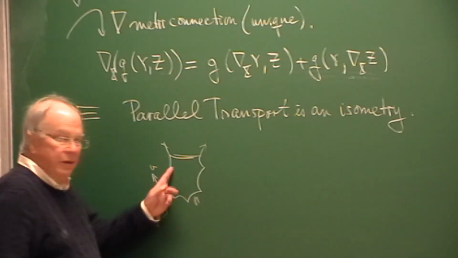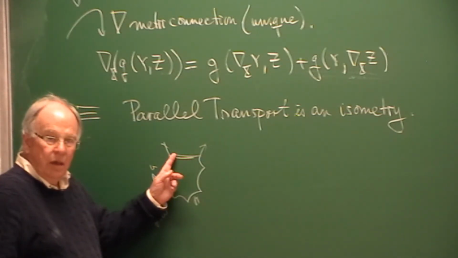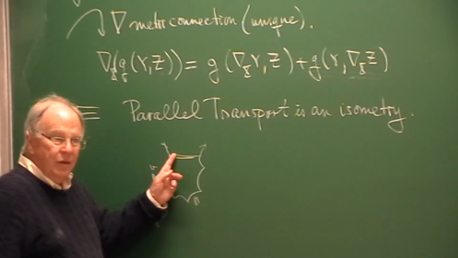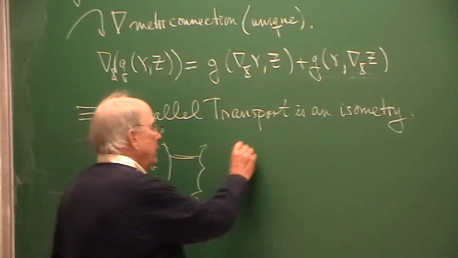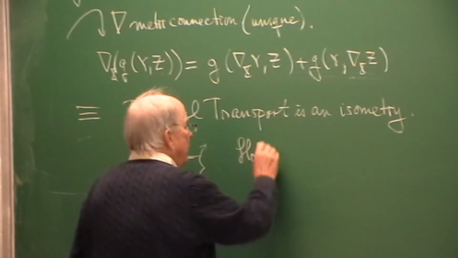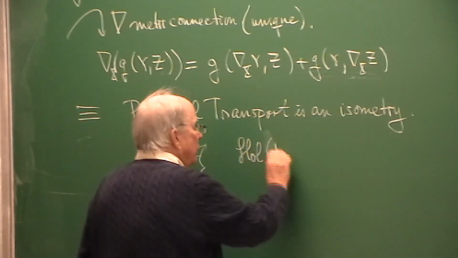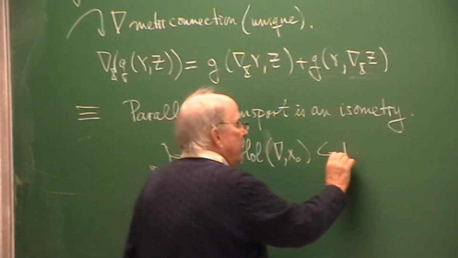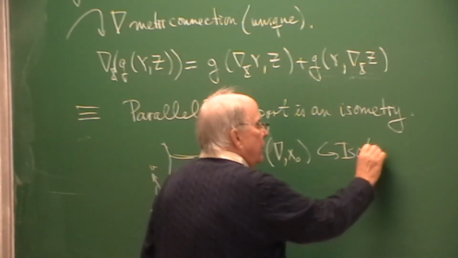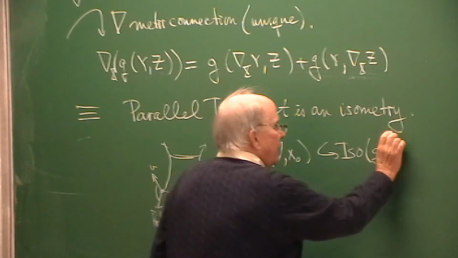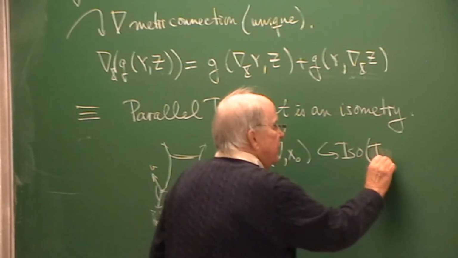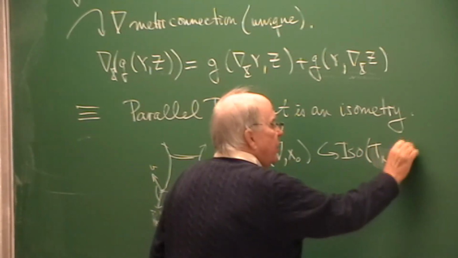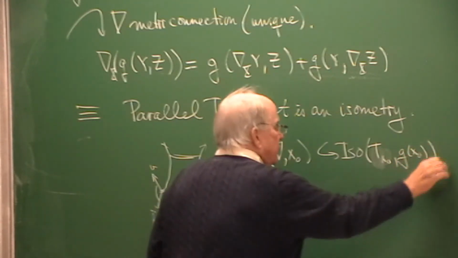Well, at each step here, I have an isometry. That says the holonomy group of this connection is contained in the isometry group of the tangent space at x0 equipped with the metric g at x0.